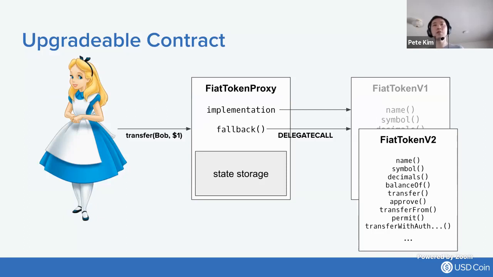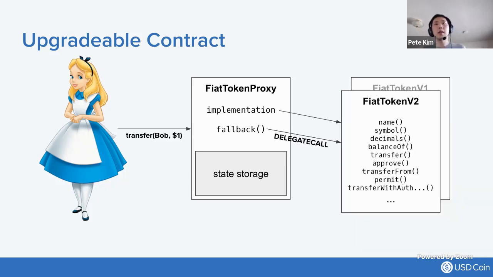So to upgrade to a new version, we have to first deploy the new implementation contract, and then update the pointer in the proxy contract to point at the new implementation contract. That sounds pretty simple, right?